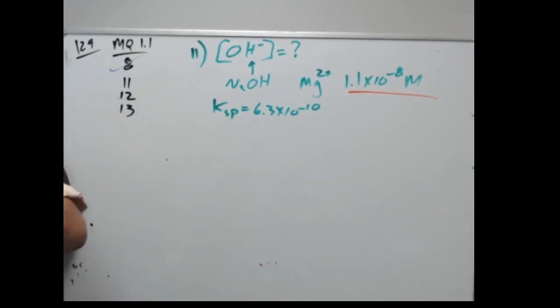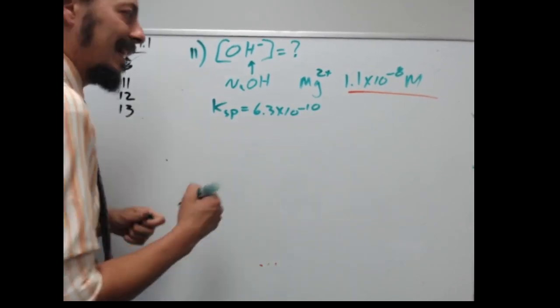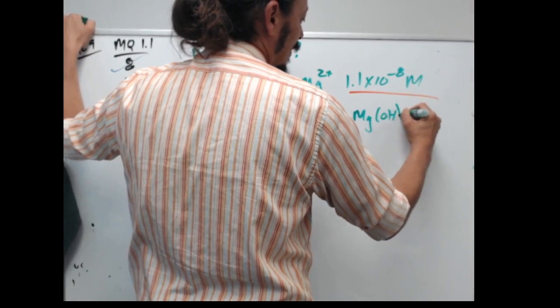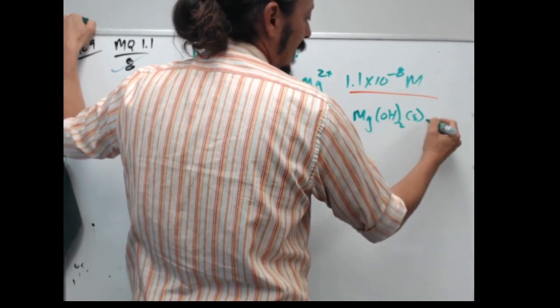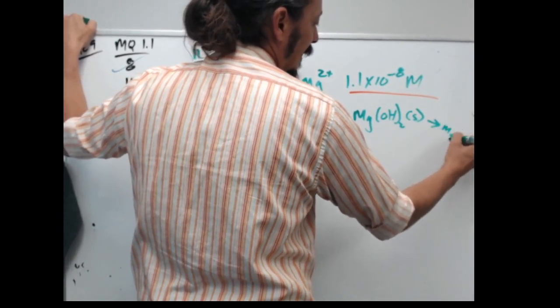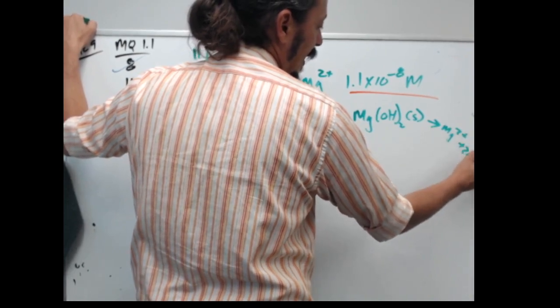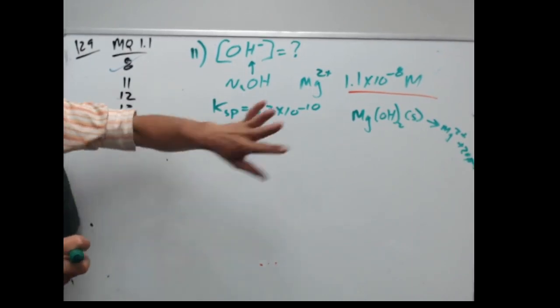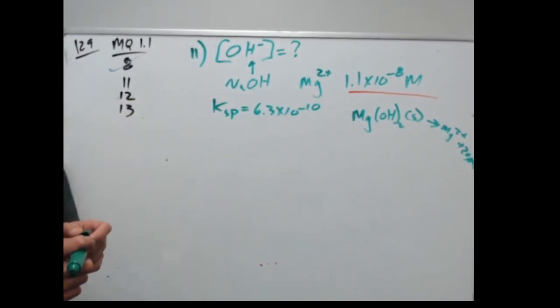So when we see a low KSP value like this, we say, oh, you know what's going to happen? Magnesium hydroxide is going to form a solid. That solid is going to dissociate into magnesium 2 plus and OH minus. I know that's going to happen because I'm given a KSP value. That's what the KSP value means.